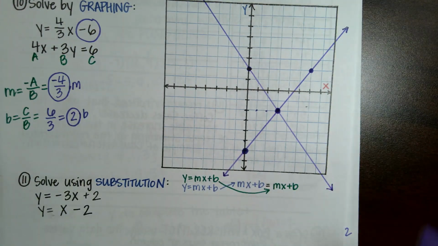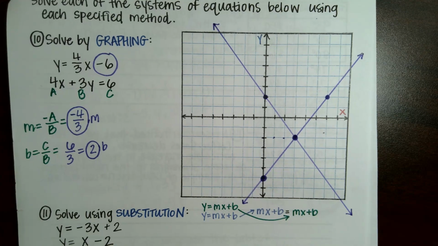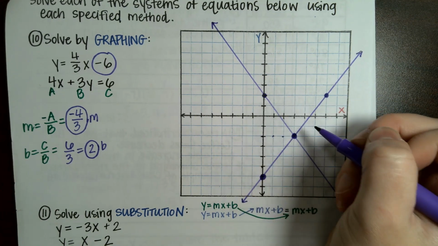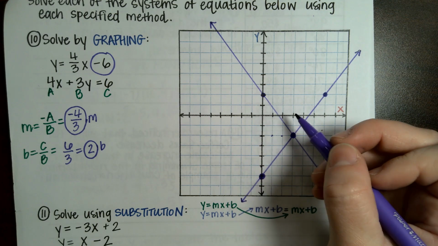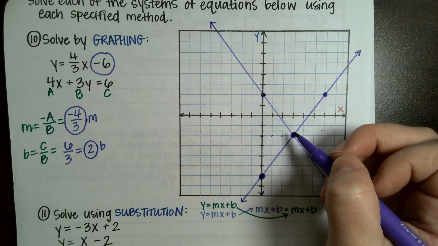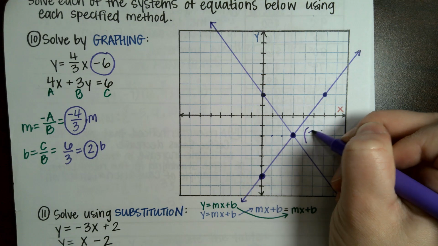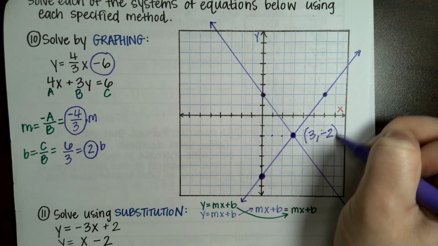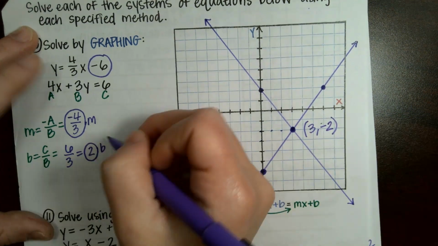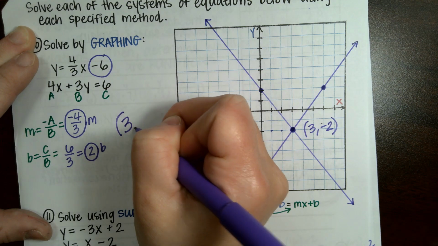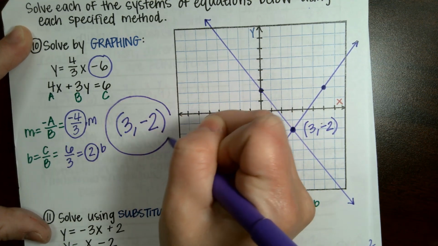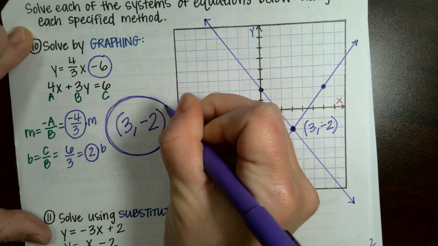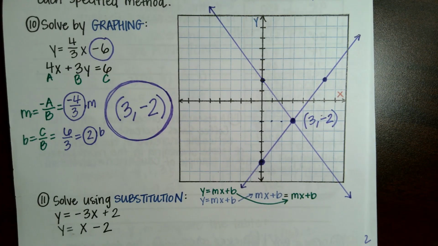And now that we've graphed our system of equations, what is our answer? 3, -2. Yes, 3, -2. So whenever you answer number 10, please write your answer as a coordinate: 3, -2, and circle that. That's your answer. Good job. Any questions on that?